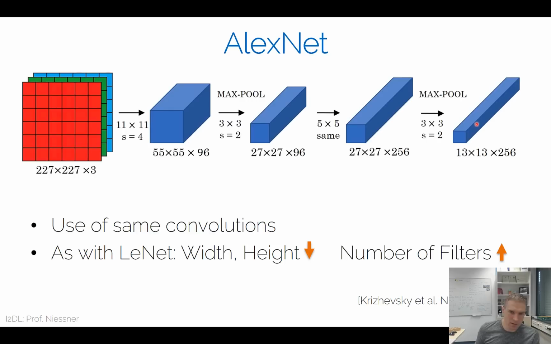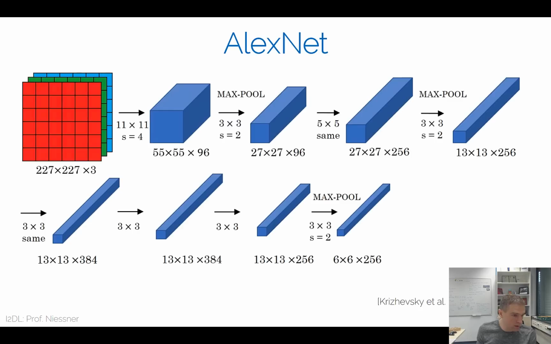And then AlexNet continues. Here it's a 3x3 convolution. So now the resolution is tried to keep roughly the same. For the most part, we go 3x3 convolution. It's 384 kernels already. 3x3 convolution, 384. 3x3 convolution, 256. And then another max pool going to 6x6 and 256.